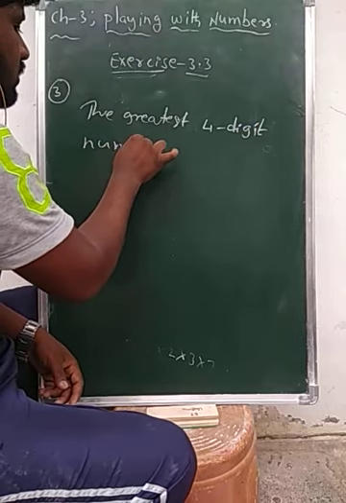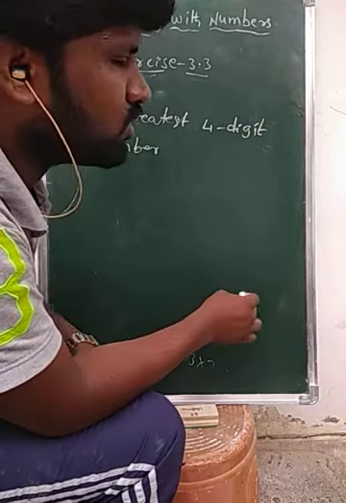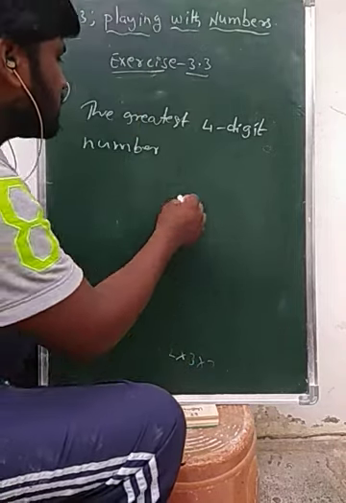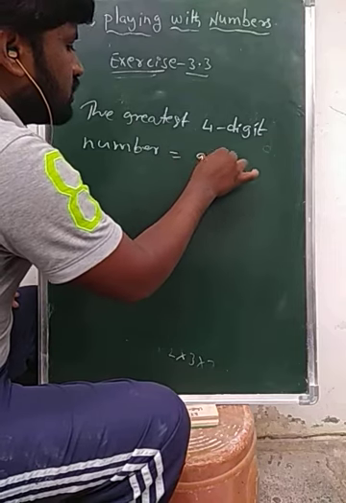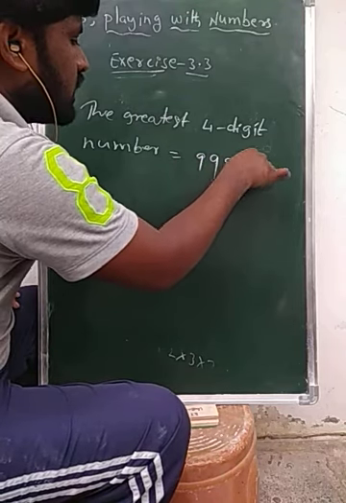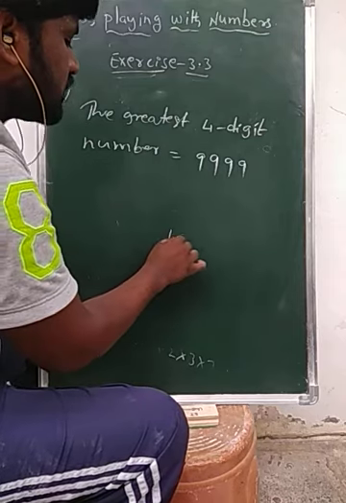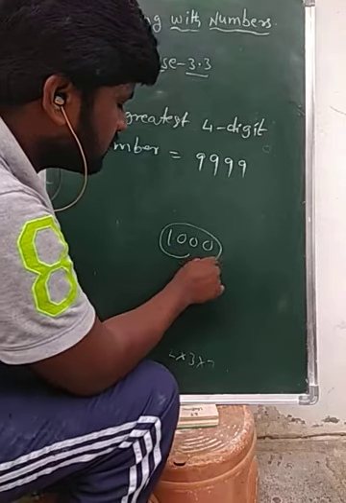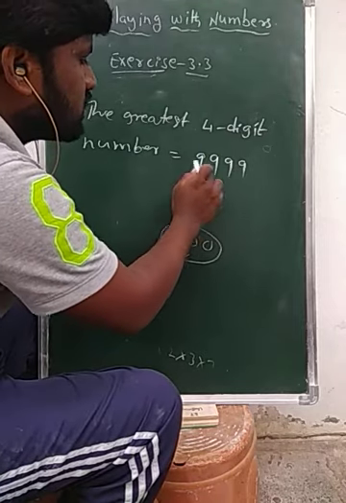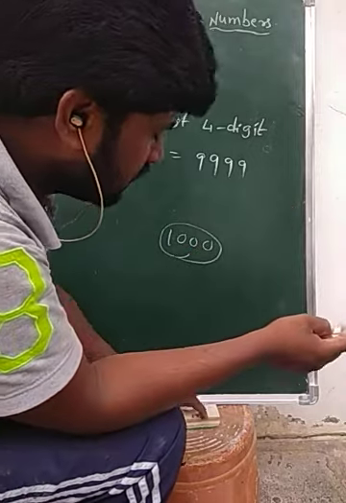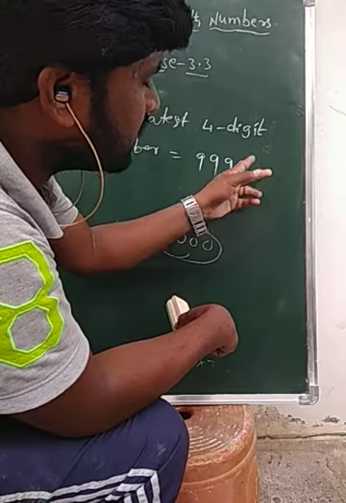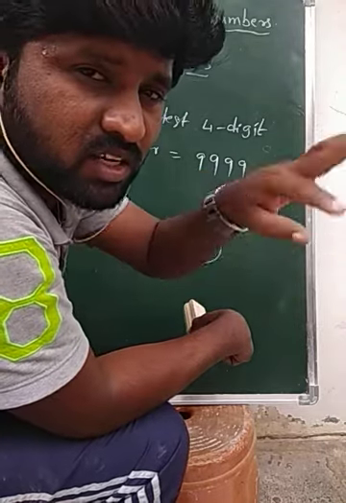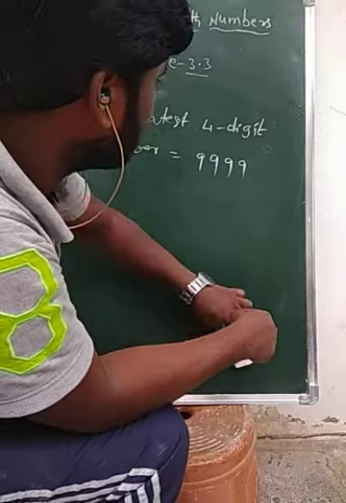We know what the greatest 4-digit number is. The greatest 4-digit number is 9999. Yes, the smallest 4-digit number is 1000. The smallest 4-digit number is 1000 and the greatest 4-digit number is 9999. If we add 1 to this, we get the smallest 5-digit number. Okay, so let us come to our question.